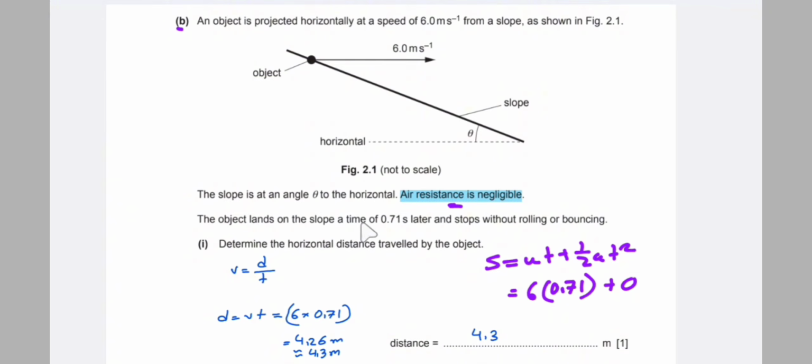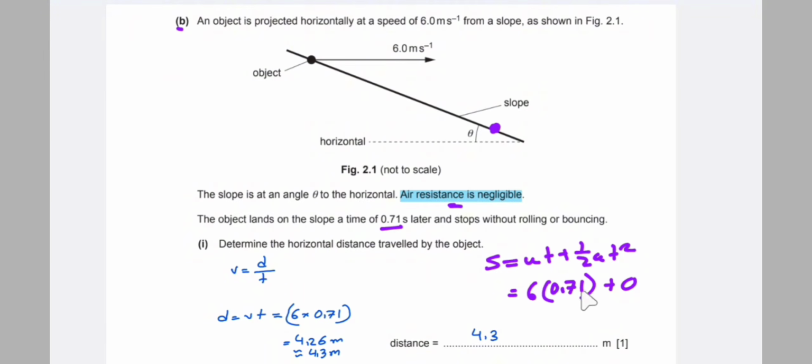So the object moves from this point and then moves like this and then lands on the slope after a time of 0.71 seconds without rolling or bouncing. Determine the horizontal distance traveled by the object. So what is the horizontal distance traveled by the object?